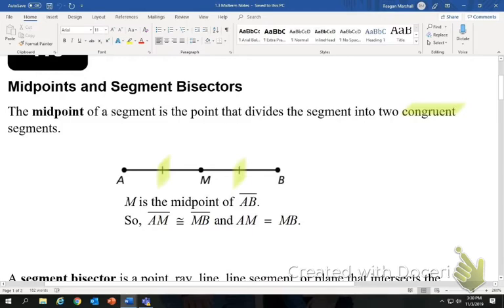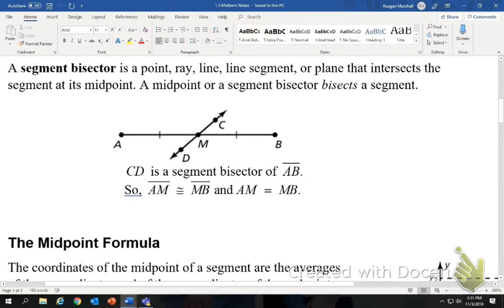So if M is the midpoint, that means that AM is the same length as MB. So if AM is 7, that means MB would also be 7, so the full length would be 14, that kind of thing. A segment bisector, go ahead and highlight this. A segment bisector is a point, ray, line, line segment, or plane that intersects the segment at its midpoint. A midpoint or segment bisector bisects the segment. Bisects is also a term on your midterm review and on your midterm. It basically means to cut something in half.